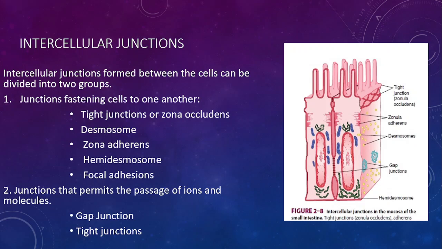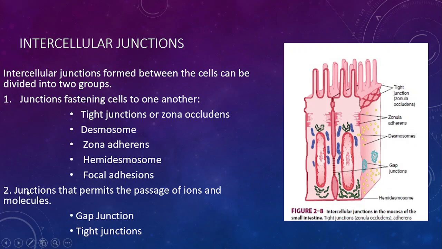And these are the intercellular junctions between two cells by which they can communicate with each other: tight junction, desmosome, zonula adherens, hemidesmosome, focal adhesion, and junctions that permit the passage of ions and molecules. The first type of junctions do not help in transport of substances. They just fasten the cells to one another.